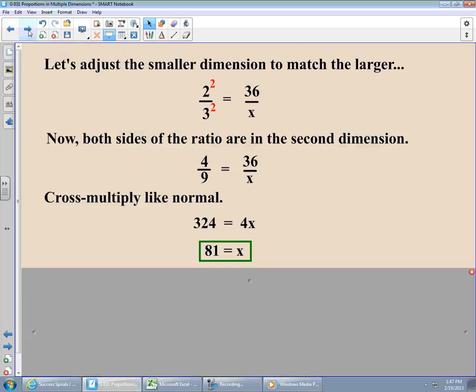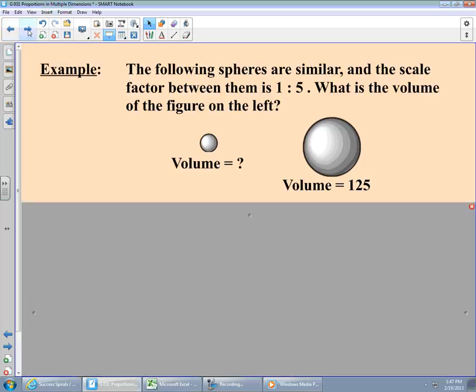Okay, so let's take a look at another one. The following spheres are similar, and the scale factor between them is 1 to 5. What is the volume of the figure on the left? Okay, well, follow along. Let's see if we can get it set up.